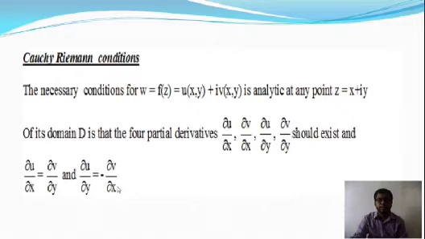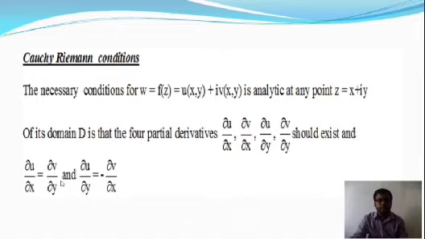So this is the necessary condition of the Cauchy-Riemann equation. The necessary condition is basically that if the function f of z is analytic in a domain D, then at any point in the domain D, the four partial derivatives del u del x, del u del y, del v del x and del v del y exist and satisfy the Cauchy-Riemann equation. Okay, this is the necessary condition.